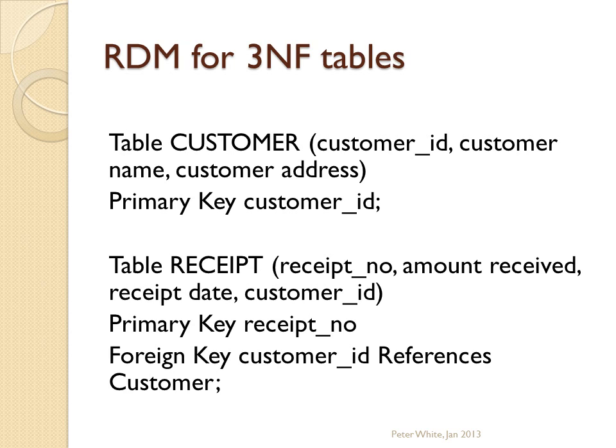So in this case, table customer, in brackets, customer ID, customer name, customer address, close brackets, primary key, customer ID, semicolon. And for receipt, it would be table receipt, in brackets, receipt number, amount received, receipt date, customer ID, close the brackets, primary key, receipt number, foreign key, customer ID, references customer, semicolon.